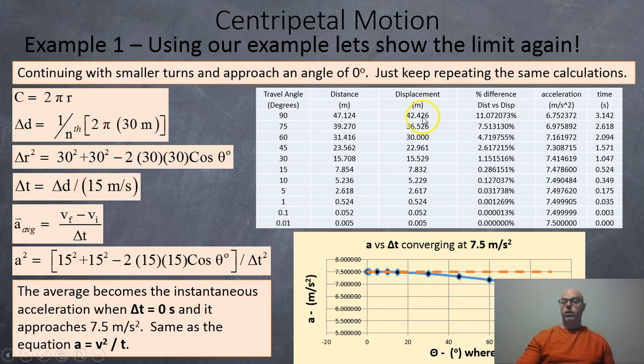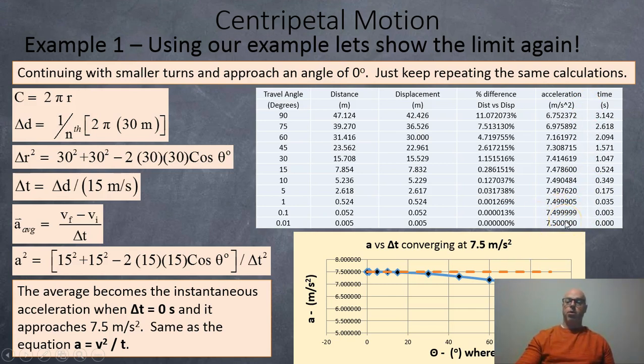47.124, 42.426. So that was off by 90-something percent, so it's wrong by about 11%. Here's the 45-degree angle. So it was like 97-point-something percent correct, only 2.6% off. And as you can see, as we move down to a smaller and smaller angle, the difference between the distance and the displacement becomes essentially zero by the time we hit 0.01 degrees. And you can see the acceleration started off being pretty different from 7.5. Then it went to 6.9, 7.1, 7.3, 7.4, 7.5, 7.5, 7.5. So as the limit was approaching a small time interval of 0, we essentially get our acceleration of 7.5.